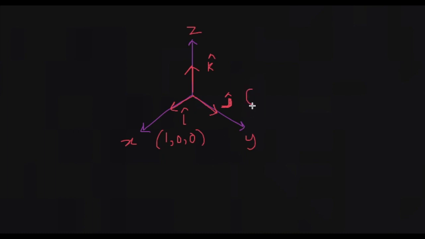j, which corresponds to the y-axis, has 0 in the x direction, 1 in the y direction, and 0 in the z direction. Similarly, the k unit vector corresponds to the z-axis and has 0 in the x and y direction and a unit of 1 along the z direction. These are the basic unit vectors, and all other vectors can be written as a combination of these unit vectors.